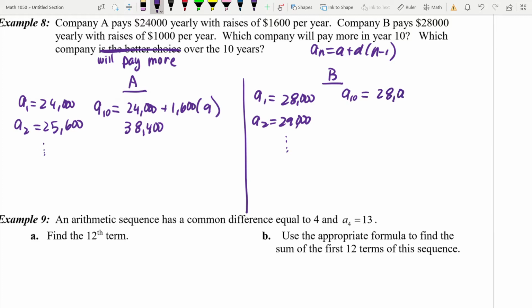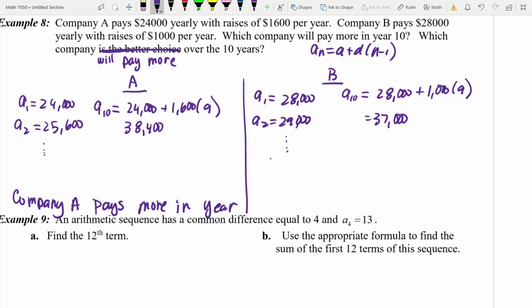This one's A sub 10. First year is 28,000, plus the difference is 1,000. 10 minus 1 is 9. So that's going to be 28,000 plus 9,000, which gives you 37,000. Okay? So you can't just highlight it. You have to answer the question, which company pays more in year 10? So let's say company A pays more in year 10. So there's one of our answers. Okay? Read the next question.